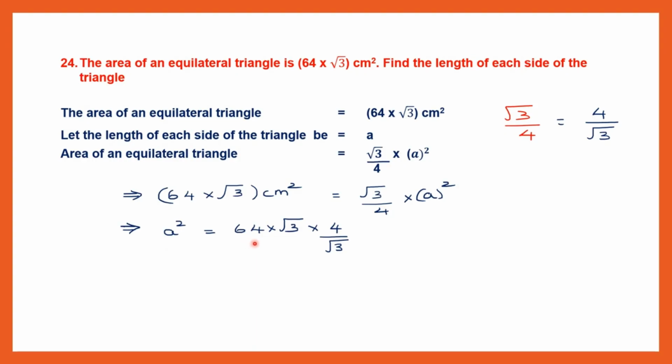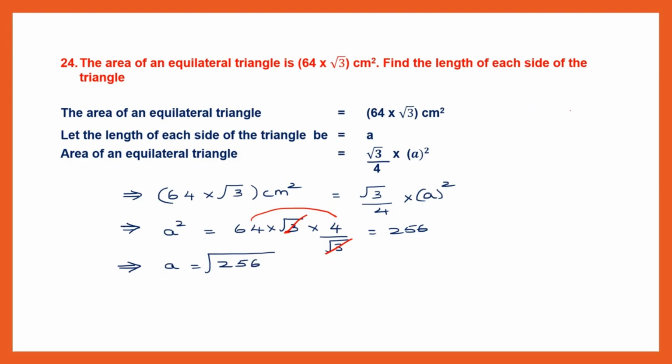Now A square will be 64 into root 3 into 4 by root 3. Now let's see if we can cancel something. I can cancel root 3 and root 3. So this goes off. Now I just have to multiply 64 into 4, which is 256. So A square is 256. That means A will be the square root of 256. So now let's find the square root of 256 by the prime factor method.